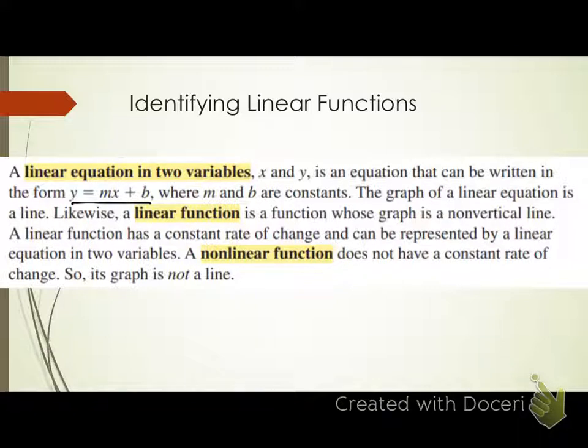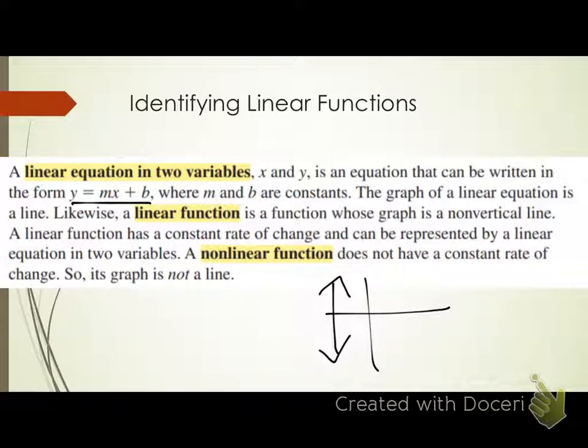A vertical line is not a function, is it? So we cannot include it as a linear function. So any other line that's not vertical is a linear function, because it would pass the vertical line test. Any other line would, wouldn't it? So if you have a vertical line, it is a line, it's just not a linear function. Does that make sense?